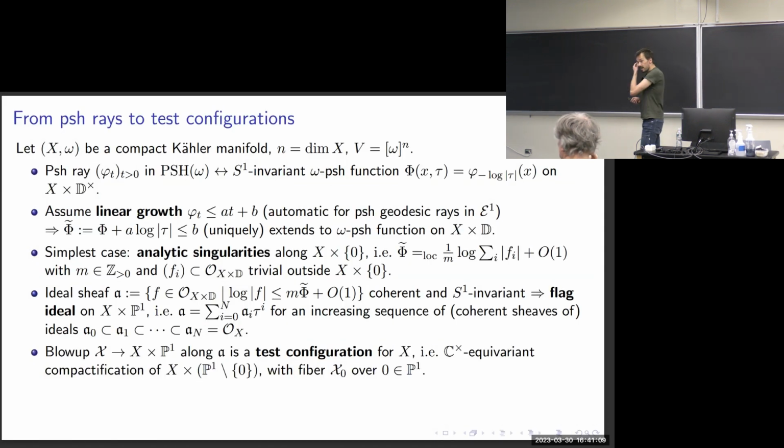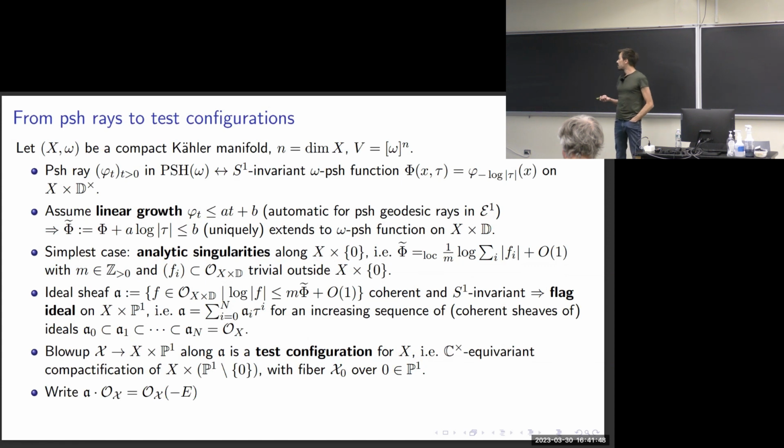Now you can blow up X times P^1 along this ideal to turn it into a divisor, because it's easier to analyze the singularities if there is only one function f instead of the whole collection of f_i's. You blow up like that, and what you get is known as a test configuration. I guess this terminology goes back to Simon Donaldson. You can think of it as a C-star equivariant compactification of X times P^1 minus the origin. You add a fiber over zero, denoted by X_0. And because it's a blow-up, you could take anything above the blow-up. So A has become a divisor E, an effective divisor.